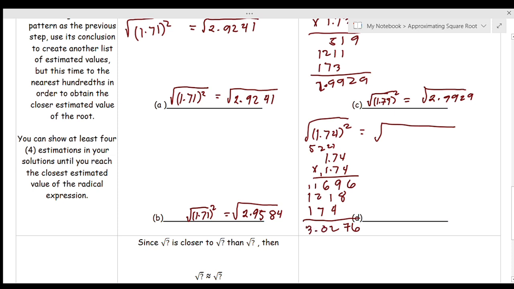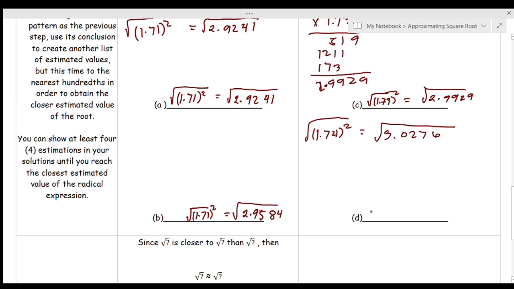So the result will be 3.0276. So meaning to say, the square root of 1.74 raised to 2 is equal to the square root of 3.0276. Now, let's look at our results.